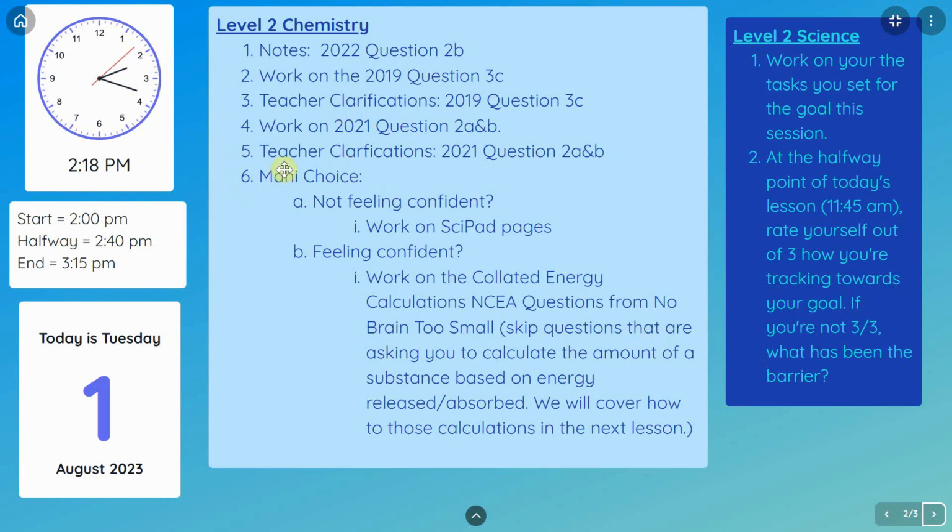I don't think we're going to get to the Mahi choice today, but when it comes to recommended follow-up, I would say, oh, I didn't even look up the SciPad pages for you. I will look up the SciPad pages and put it in there. And if you're feeling confident, you can just do the collated questions. There's no real need to do the scaffolding stuff if you get the calculations from the beginning.